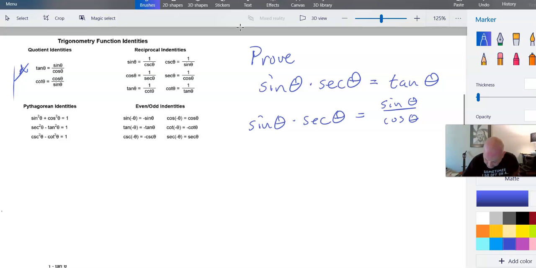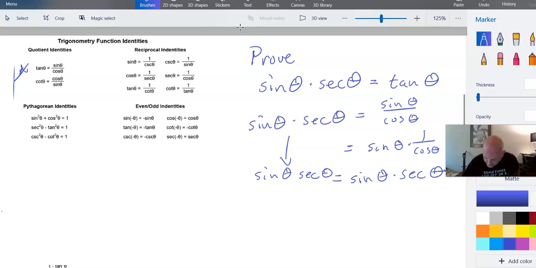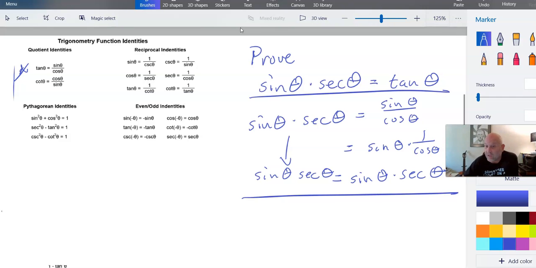Okay, well, we can split those. So this would be the same thing as sine theta times 1 over cosine theta, and 1 over cosine theta is secant theta. So this is now sine theta times secant theta is equal to, and I'm just going to drop this part down, sine theta times secant theta again. Right? So, because both sides are identical, and the word identical is actually where the word identity comes from, we have just proven that this is true a second way.